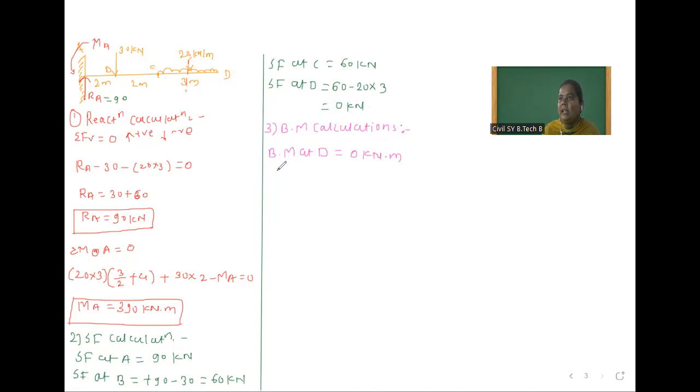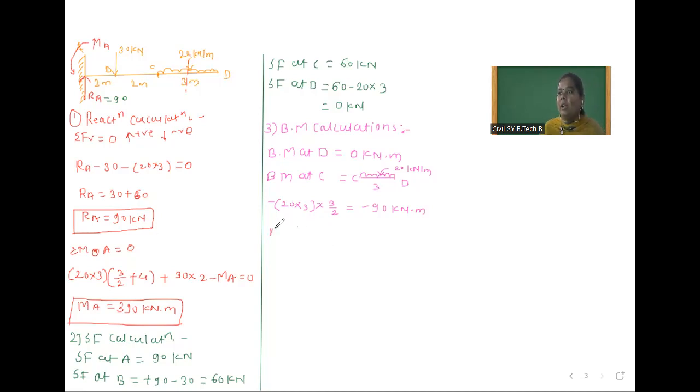After that, we will calculate at C. So bending moment at C is equal to, okay, for this I will draw the span here. This is CD span, and on that 20 kilonewton per meter load is applied, and the span is 3. So this 20 pushes downward, so minus 20 into 3, and it will act at 3 by 2, which is equal to minus 90 kilonewton meter.